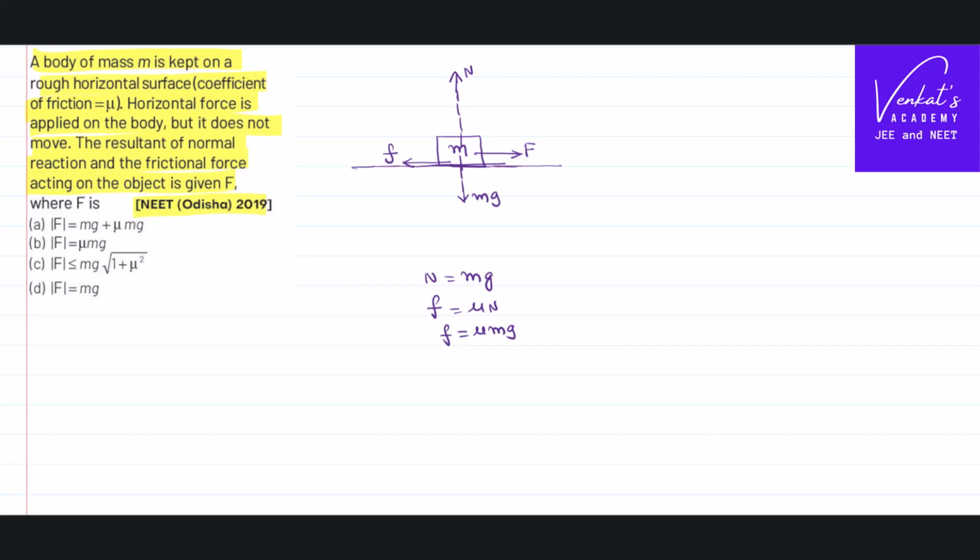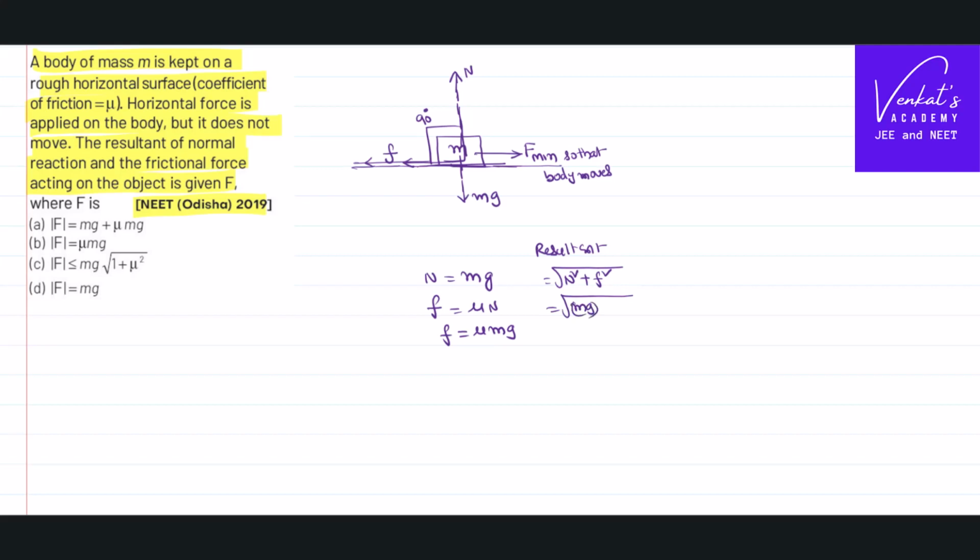Now he is asking resultant of frictional force and normal reaction. It's very clear that normal reaction and frictional force are perpendicular to each other. So the resultant of that two forces will be, that's what we are trying to calculate, F minimum, so that body moves, right? So resultant of that two will be root of normal reaction square plus frictional force square.